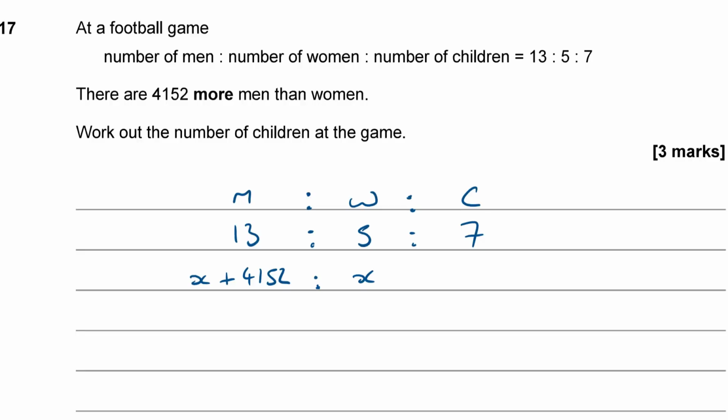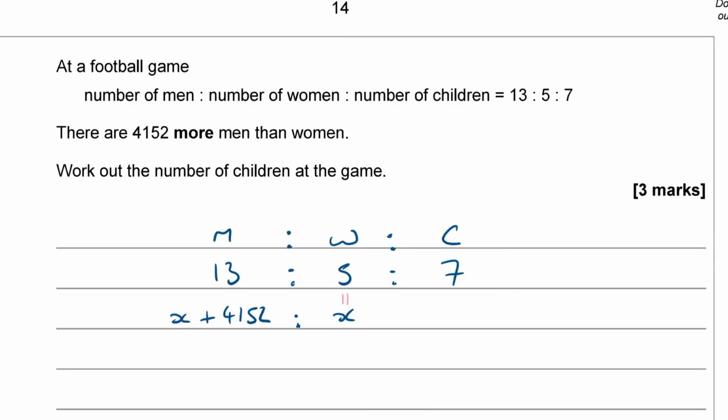Now, comparing these two statements, I can see that if the ratio of men to women is 13 parts men to 5 parts women, then this 5 parts is equal to that x there. So if I break this 13 parts into 5 parts and 8 parts, then again, that x there is the 5 parts, and that means that 4,152 must be the 8 parts.